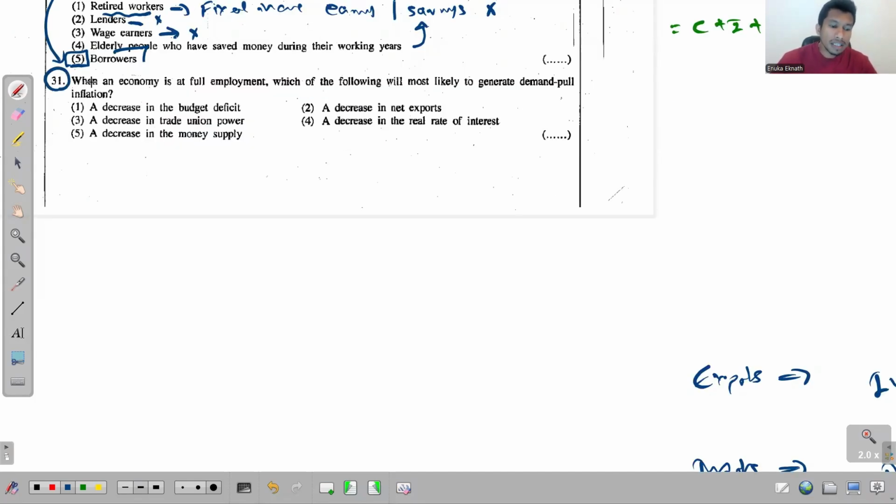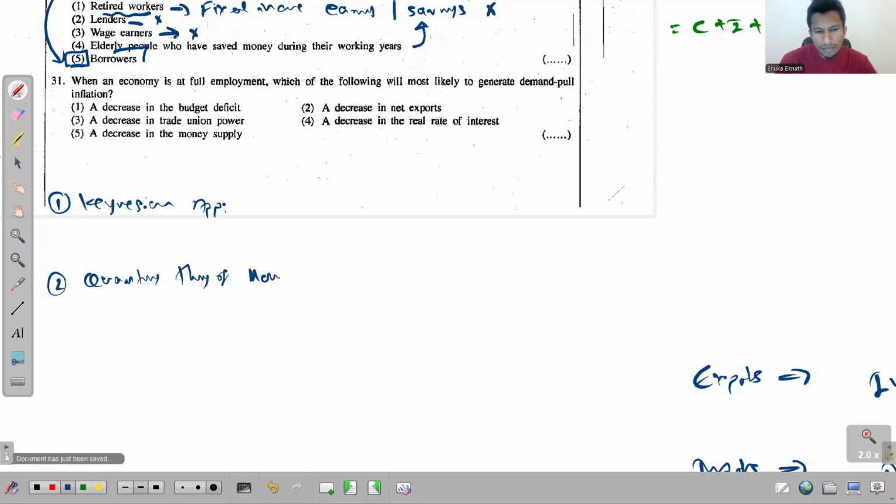Now look at this question 31. It says, when an economy is at full employment, which of the following will most likely generate demand pull inflation? All right, so this demand pull inflation we can explain through two different approaches. The first one is this Keynesian approach, and the second one is this quantity theory of money.